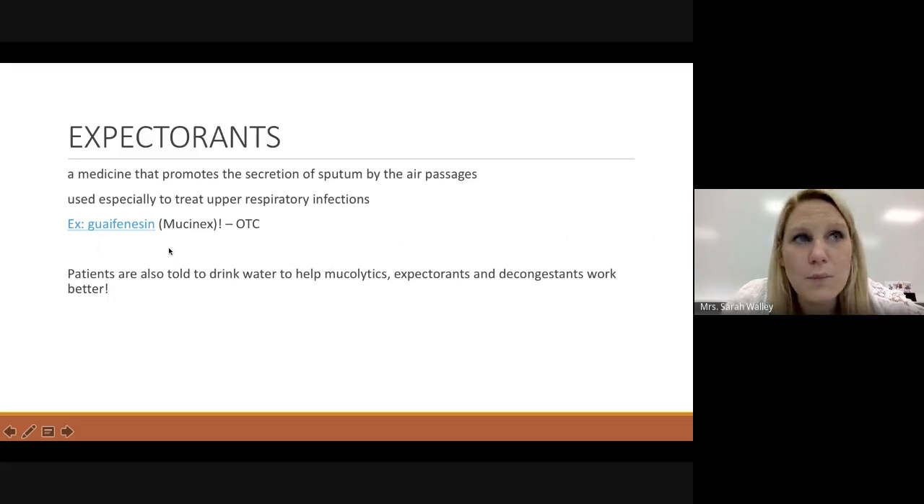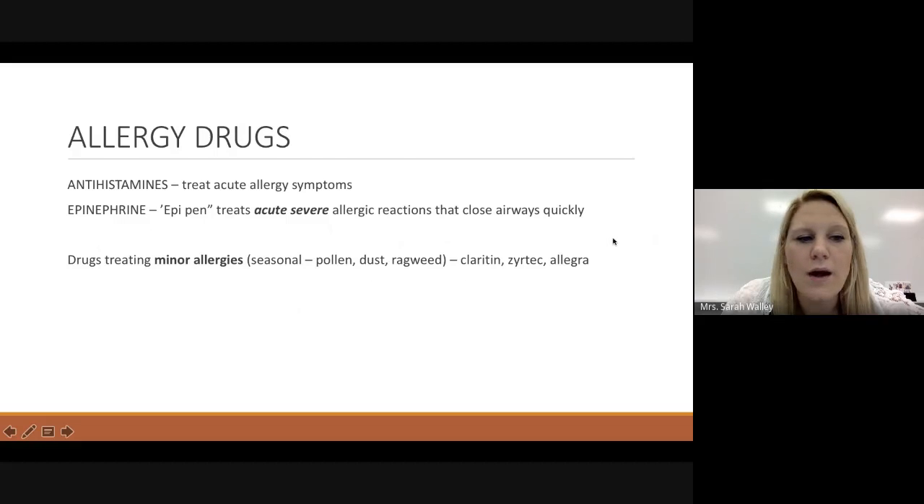This can actually help prevent pneumonia from happening, where pneumonia sometimes can be from just the secretions becoming too thick and staying in the lungs and not being able to come out. So this helps a lot with that. Patients are also told to drink water to help mucolytics, expectorants, and decongestants work better. All right, and then allergy drugs.